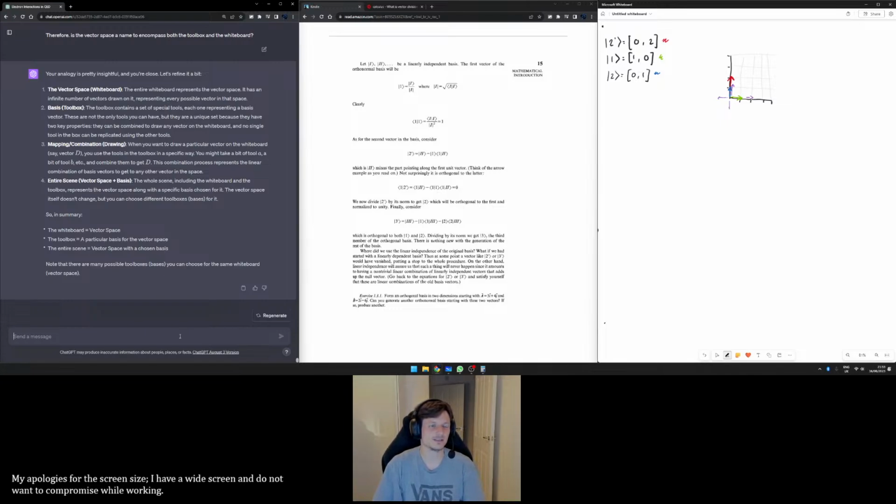Entire scene, vector space plus basis. The whole scene, including the whiteboard and the toolbox, represents the vector space, along with a specific basis chosen for it. The vector space itself doesn't change, but you can choose different toolboxes, bases, for it. So in summary, the whiteboard is the vector space. The toolbox is a particular basis for the vector space. The entire scene is a vector space with a chosen basis. Note that there are many possible toolboxes, bases, you can choose for the same whiteboard.